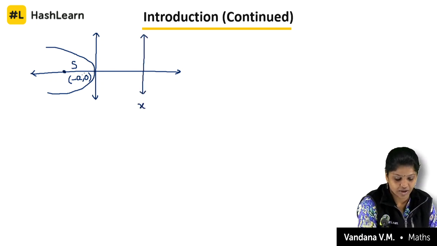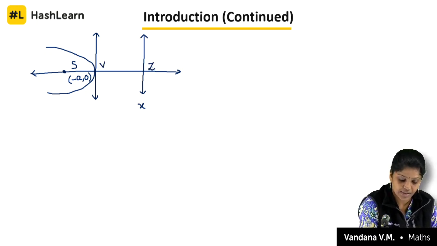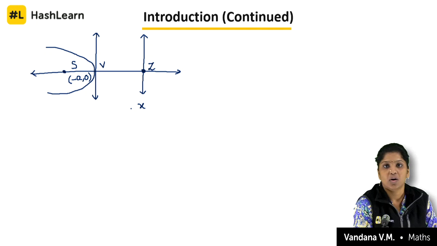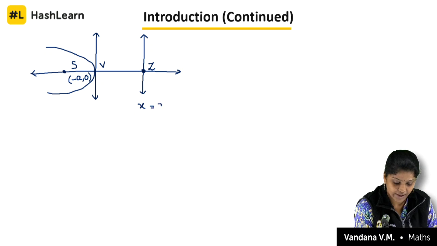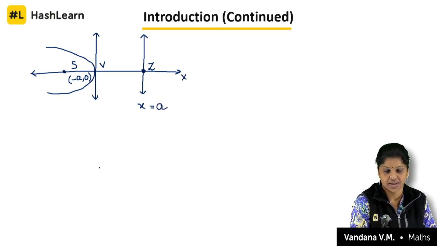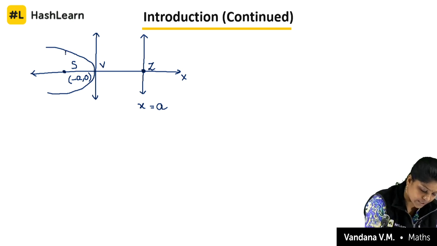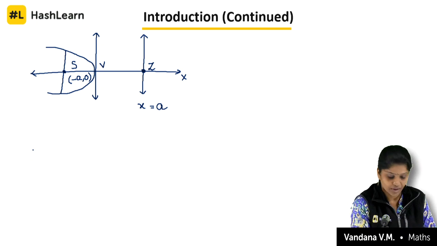What is your directrix? Here, V is the vertex, and this is the point on the directrix, which we usually represent as Z. Then it is a, because it is the positive side of the x-axis. The very important thing is the line which is passing through the focus, that is called the latus rectum.